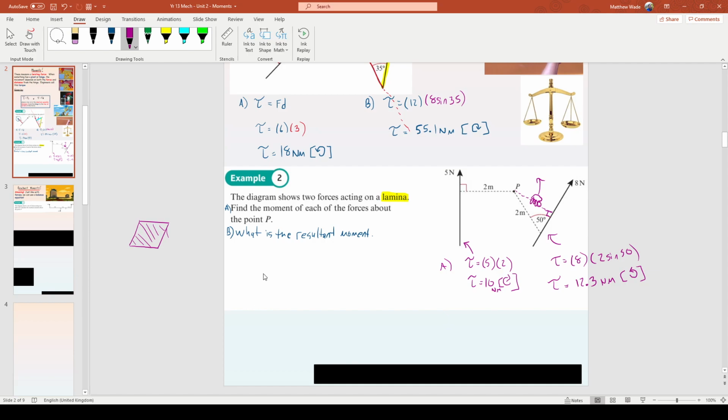What's the moment of each one? But for B, what's the resultant moment? Oh my gosh, guys. This is going to change your life. This is going to blow your mind. Are you ready? You can almost do a net force equation on it. I've got another balance equation for you.